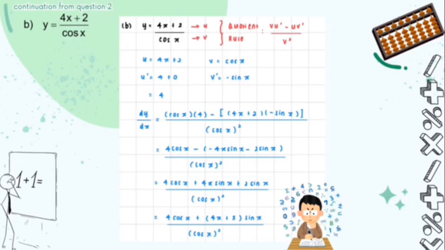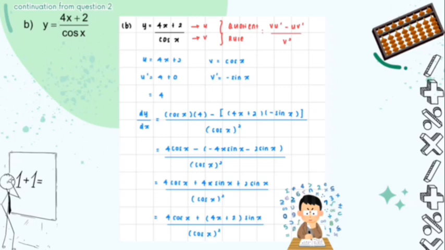Now, let's move on to part B. In this part, we are asked to differentiate y equal to (4x plus 2) divided by cos x. Since this function is a quotient, we will use the quotient rule. The quotient rule says dy over dx equal to (vu prime minus uv prime) divided by v squared.